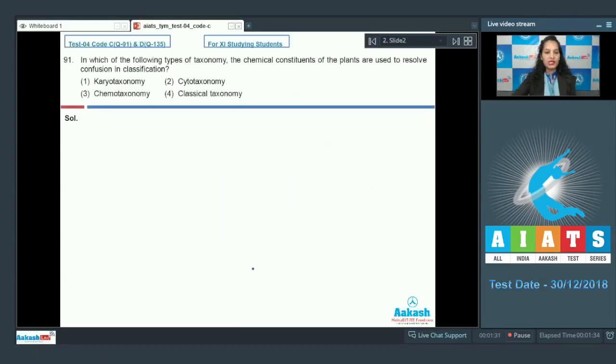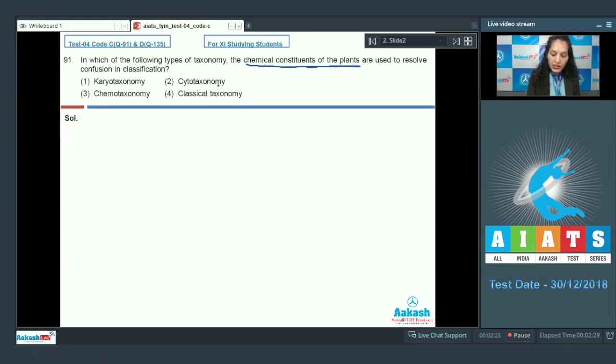The very first question in the botany section is question number 91. In which of the following types of taxonomy are the chemical constituents of the plants used to resolve confusion in classification? First option, karyotaxonomy. Second, cytotaxonomy. Third, chemotaxonomy. Fourth, classical taxonomy. In this particular question, you have to tell in which of the following taxonomies the chemical constituents of the plants are used to resolve confusion in classification.